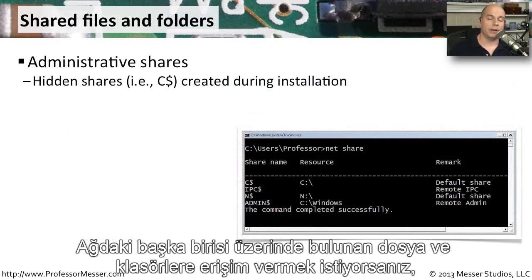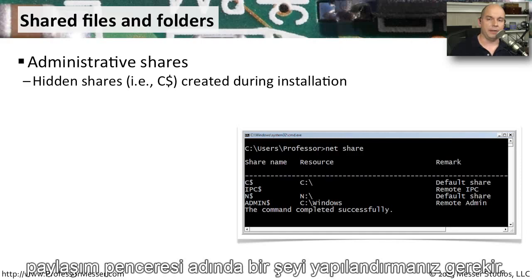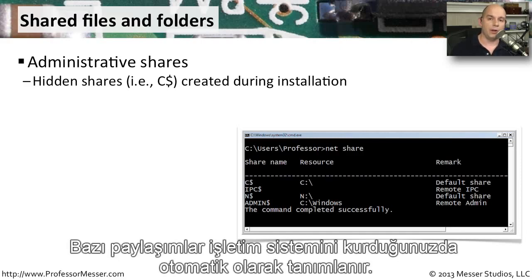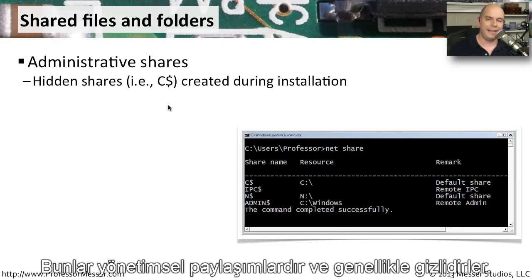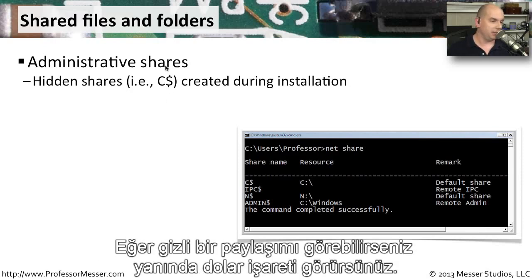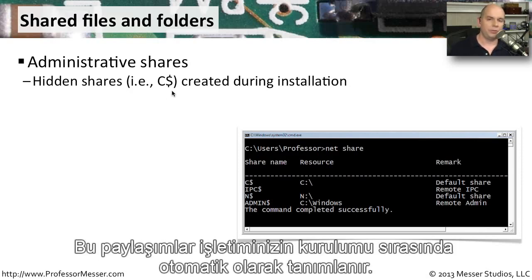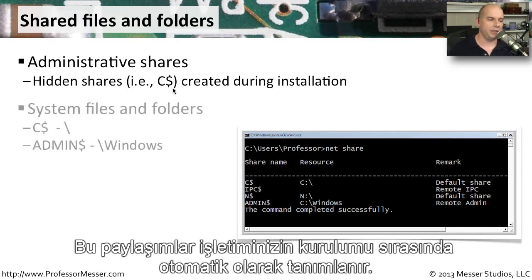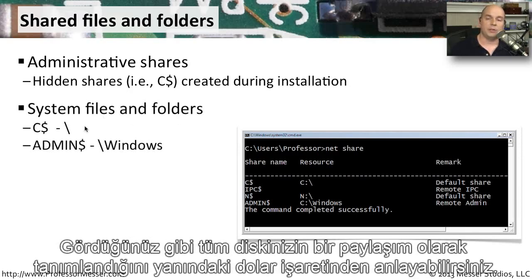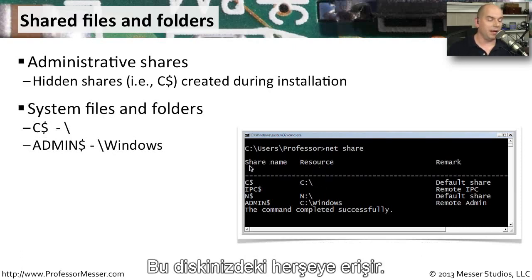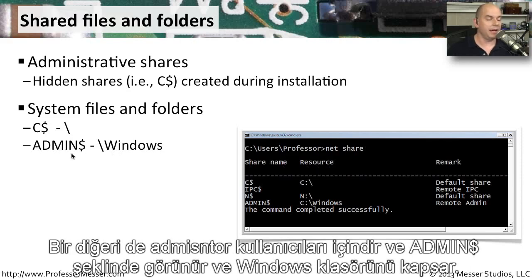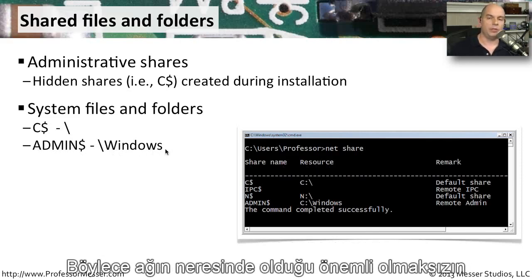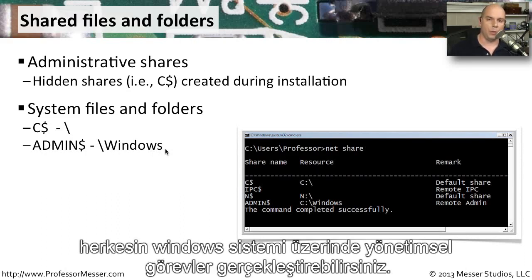If you wanted to provide access to a set of files or folders on your computer from somebody across the network, then you would configure something called a Windows share. There are some shares that are already predefined on your computer when you install the Windows operating system. These are administrative shares, and they're generally hidden. The way that you would see a hidden share is there's a $ sign right after the share name, and those are shares that are created automatically during the installation of the operating system. You may find, for instance, that your entire drive is configured as a share. C$, for instance, accesses everything on your drive. Another one is just for administrators. The admin$ share is for the Windows directory so that you can perform administrative tasks on everybody's Windows system, regardless of where they might happen to be on the network.